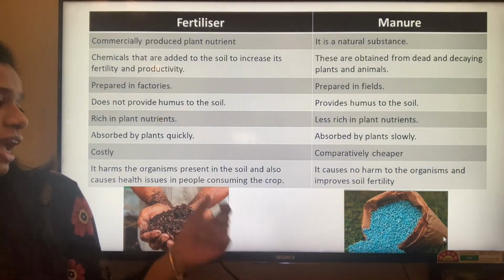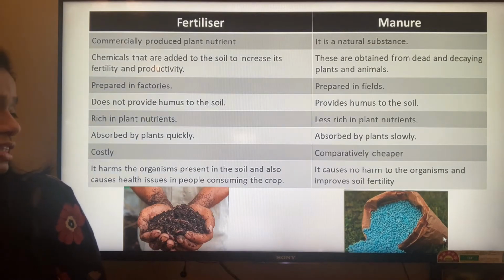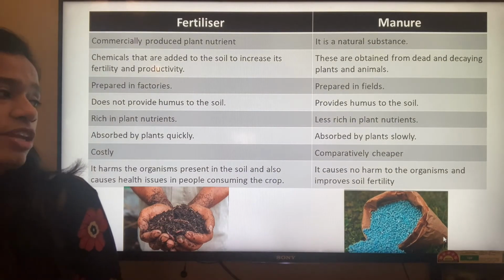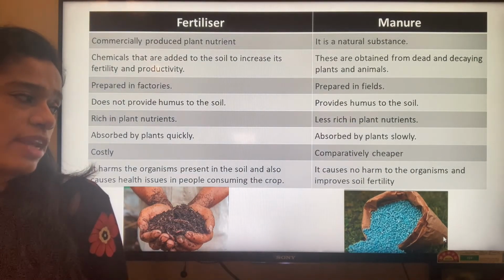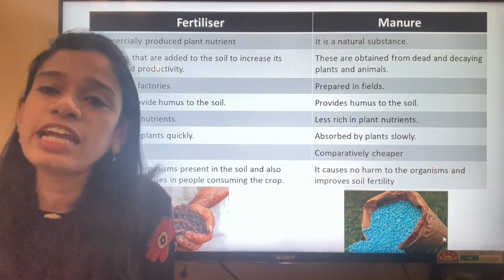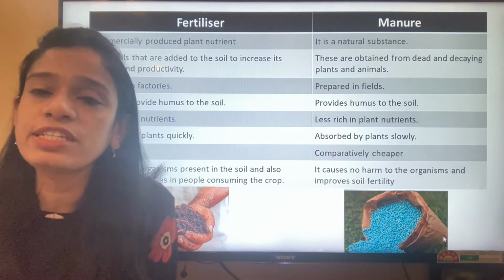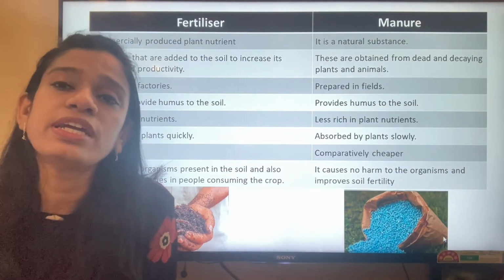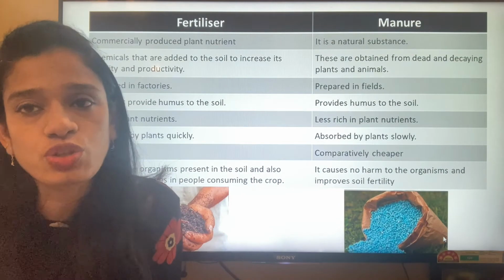Fertilizer harms the organisms present in the soil and also causes health issues in people. Manure causes no harm to the organisms and improves the soil fertility. That's what I was telling, that fertilizer gives instant nutrients to the plants, but it is not good for a healthy soil.